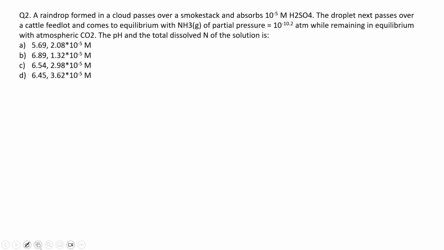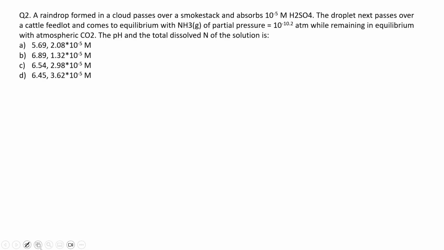So the next question is: a raindrop formed in a cloud passes over a smokestack and absorbs this much of sulfuric acid. The droplet next passes over a cattle feedlot and comes to equilibrium with ammonia gas of partial pressure this much, while remaining in equilibrium with atmospheric CO2. The pH and total dissolved nitrogen of the solution is?